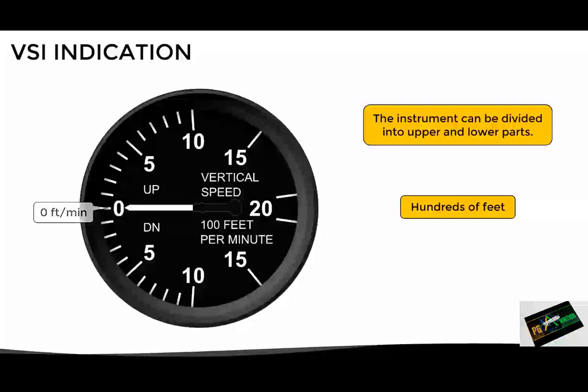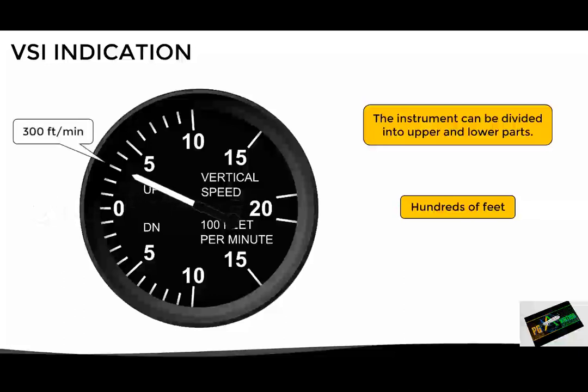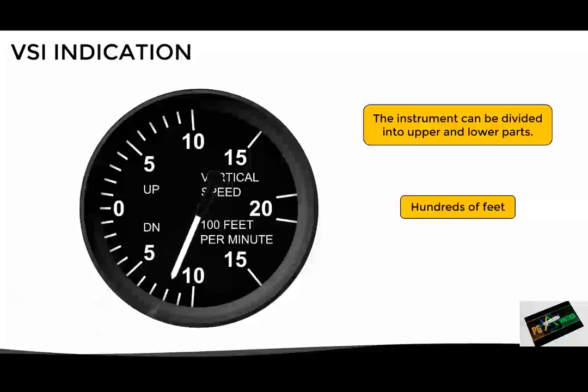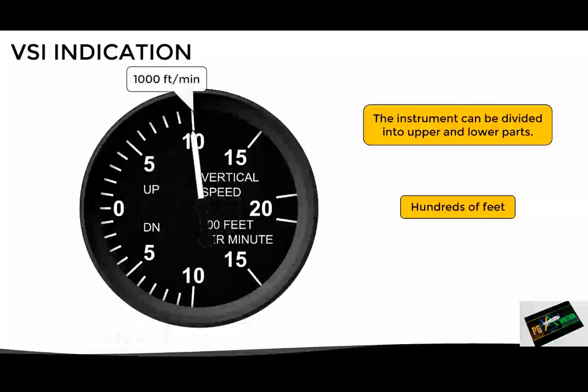Now, if the needle moves up like this, it would be indicating a rate of climb of 300 feet per minute. On the other hand, if the needle moves down like this, it would be indicating a rate of descent of 500 feet per minute. In this other position, it would be indicating an 800 feet per minute descent. And here, it would indicate a 1000 feet per minute climb. Again, in this instrument, the scale is expressed in hundreds of feet, however it may vary depending on the instrument design. Now that we know how to read the instrument, let's see how it actually works.